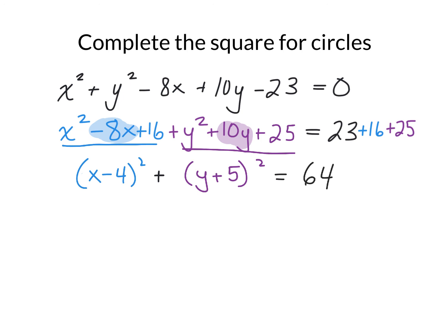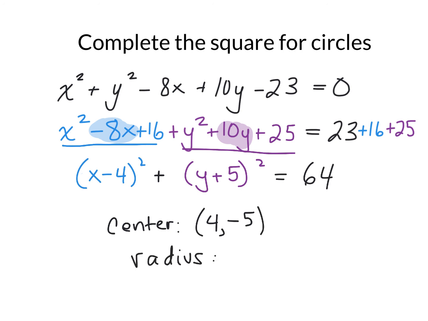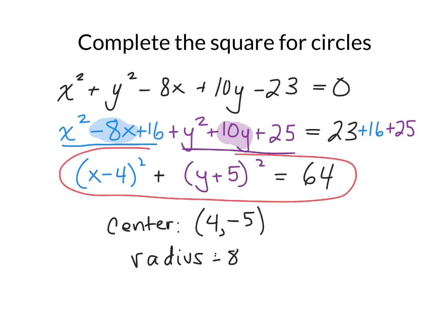This will be a circle whose center is at the point 4, negative 5, and whose radius is 8. In this form, what we've converted to right here, those details are much easier to see, which is why we like to complete the square when we're dealing with circles.